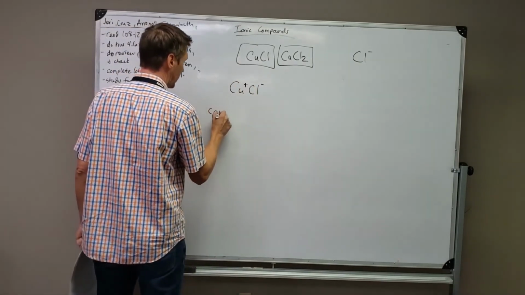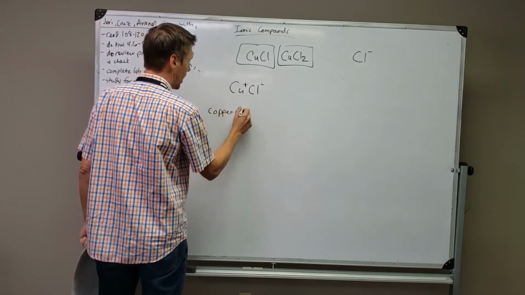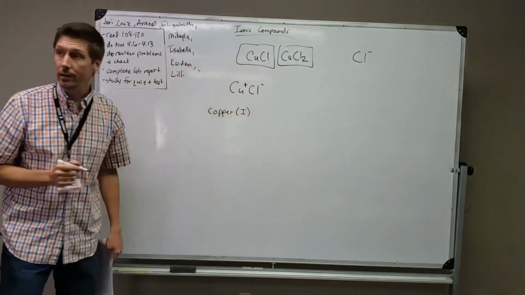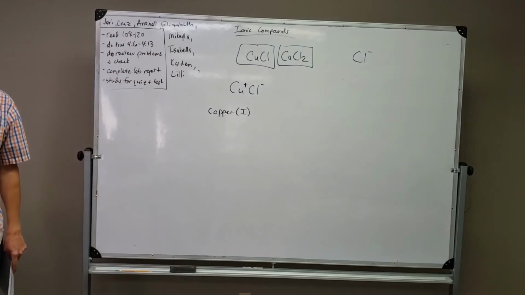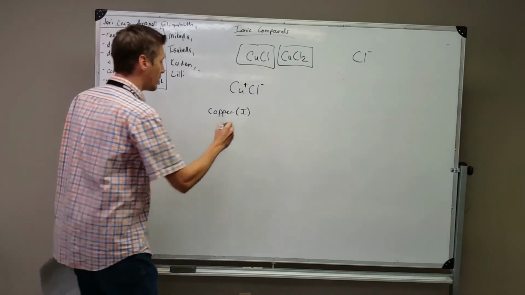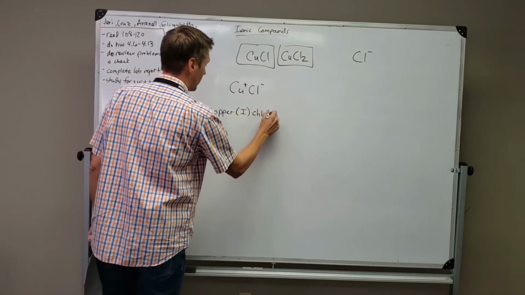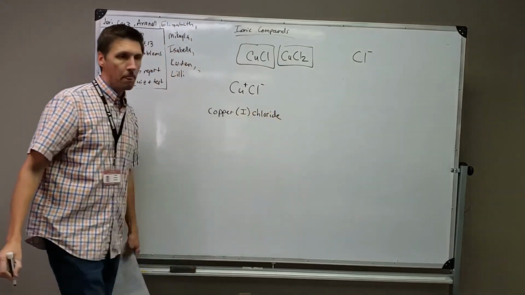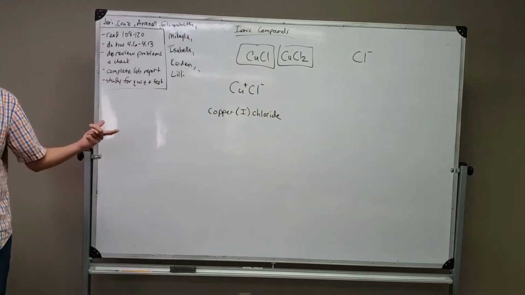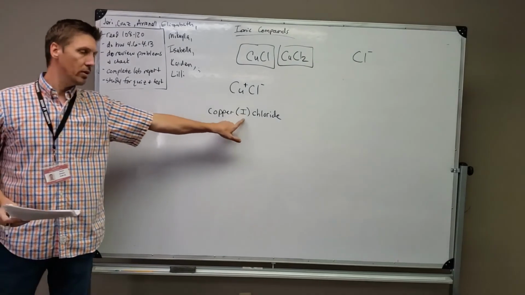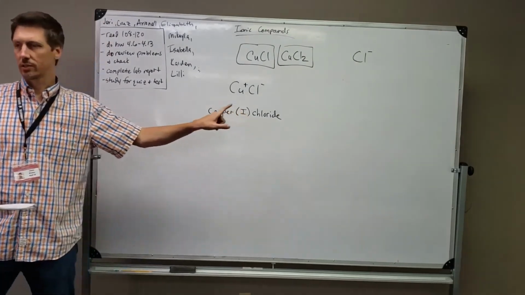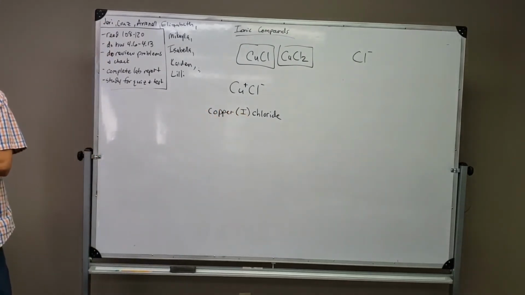And so the way that we would write this out is we would say copper, and we would use a Roman numeral 1 to signify that it has a +1 charge. Okay? Copper(I) chloride is how we would write that. Okay, so if it's a transition metal, you use the Roman numeral to signify what the charge is on the metal, or what the charge of the ion is.